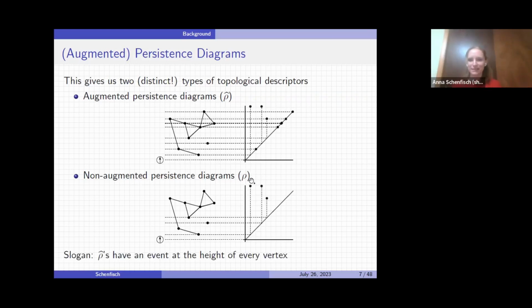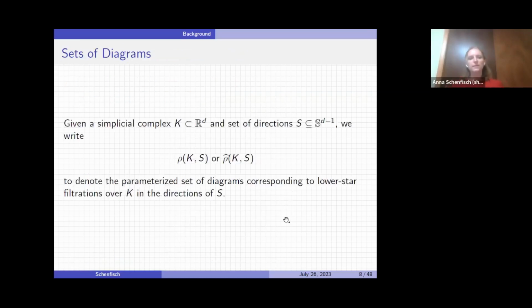What you really need to remember is that these augmented diagrams with the on-diagonal points have an event corresponding to every simplex or every vertex, right? There's this one-to-one relationship between the vertices of the complex and points of the diagram, whereas we don't have that with the non-augmented diagrams. So that's the most important difference here.